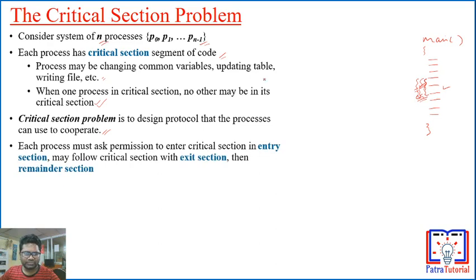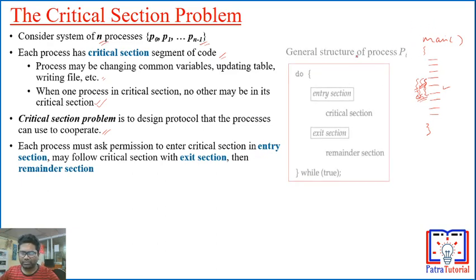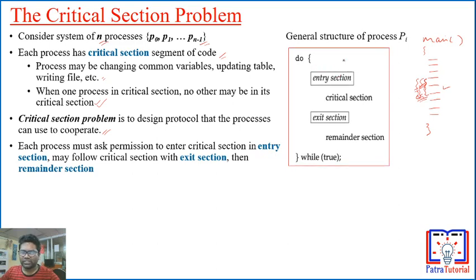Each process must ask permission to enter the critical section in the entry section. So in every critical section problem there will be one entry section. Let me show you one simple program. This is the general structure of a process Pi. This part is the critical section, and before entering it every process must go through the entry section.